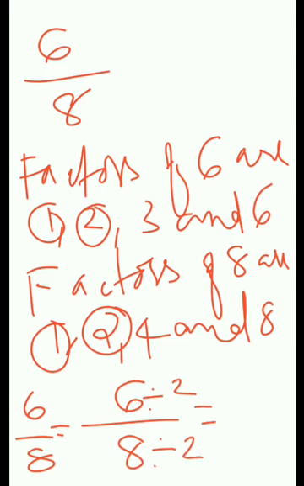Now, what is 6 by 2? 6 divided by 2 is 3. Then 8 divided by 2 is 4. So, this is how we reduce a fraction to its simplest form. If you look at the 3 by 4, 3 by 4 is actually in its simplest form. We cannot reduce 3 by 4 further. So 3 by 4 is the simplest form of the fraction 6 by 8.